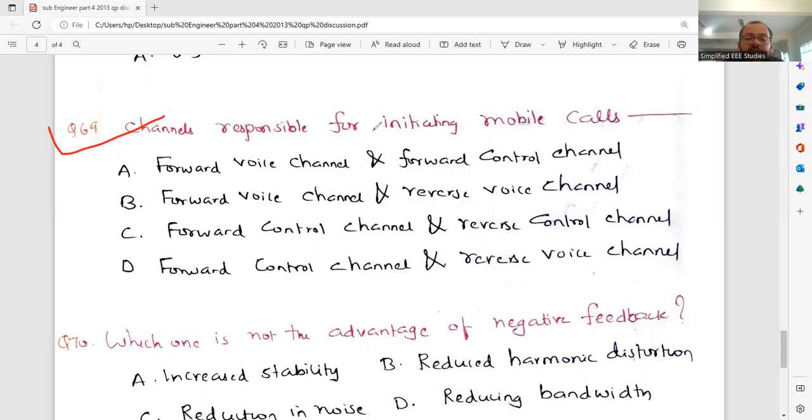So we can say that initially there is a forward control channel. Okay. Afterwards, the reverse control channel also will be there. Forward control channel and the reverse control channel. Okay, two control channels will be there. One is the forward control channel, another one is called the reverse control channel. From this, I feel option C is the appropriate one. So go ahead with option C. Forward and reverse control channel. Okay.